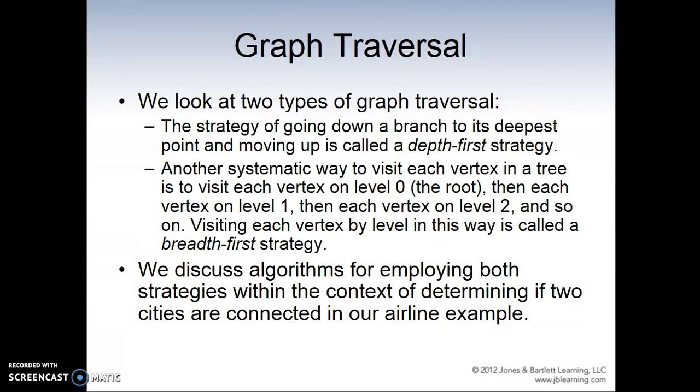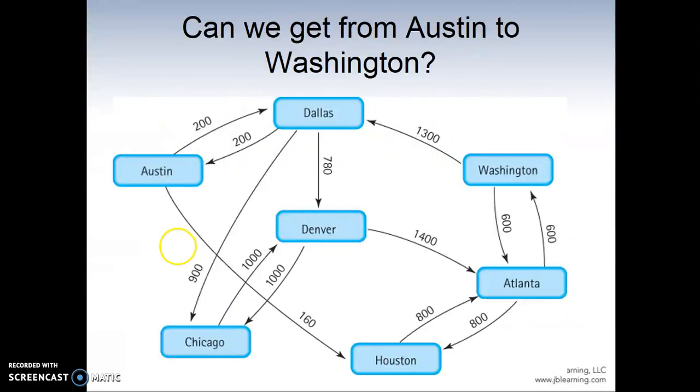So let's look at an example. These are the cities that the airlines will fly to, with their own weights. Can we get from Austin to Washington? Yes. So what traversal strategy do we want? Now we're going to look at just two: breadth first and depth first.